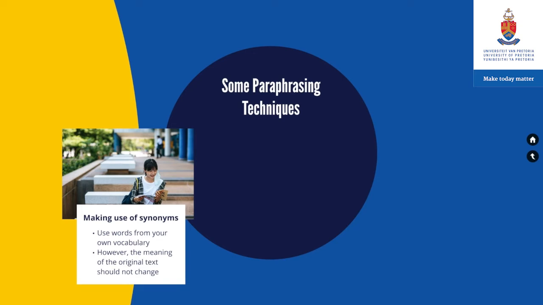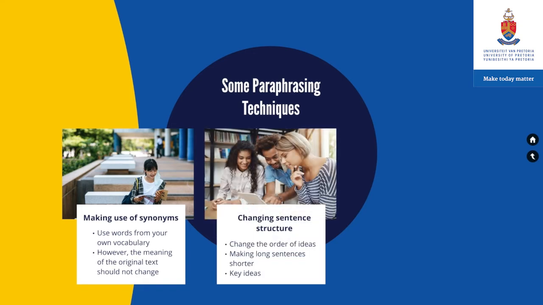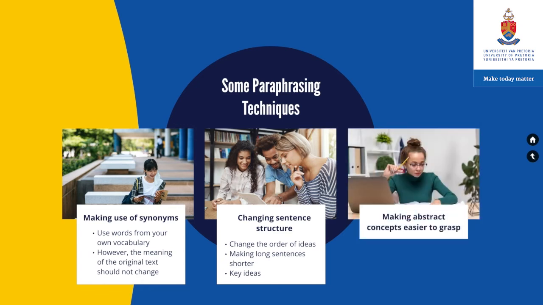Below are some paraphrasing techniques that you should consider using. The first one is making use of synonyms. Whenever you do this, use words from your own vocabulary. However, ensure that the meaning of the original text is not changed. You may also paraphrase text by changing sentence structure, and you can do this by changing the order of the ideas, making long sentences shorter, and pinpointing key ideas. Clarify abstract concepts, making them easier to understand and also achieving the purpose of paraphrasing, but ensure that at all times the meaning of the original text is retained.